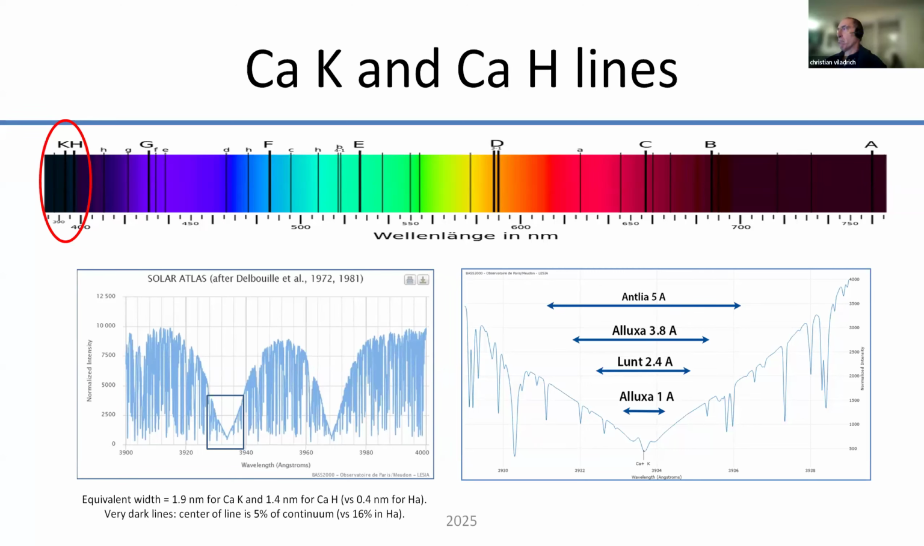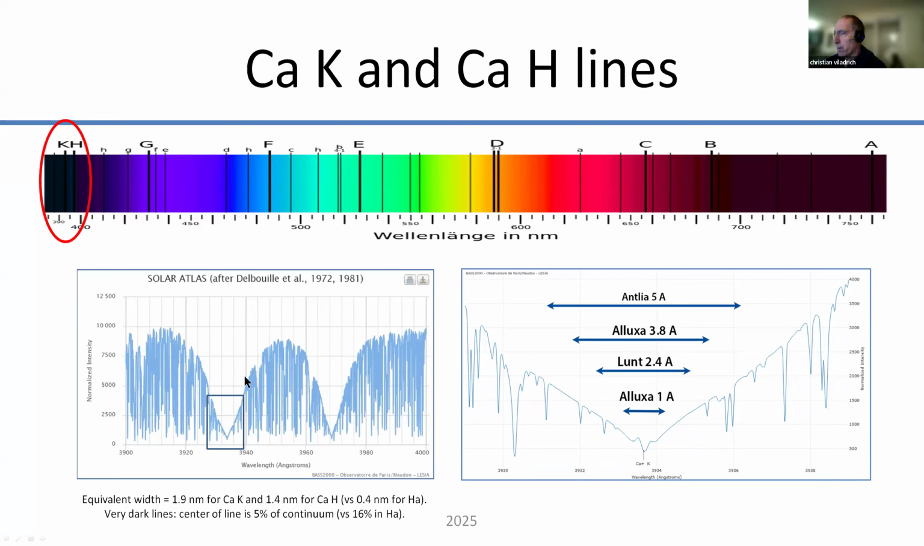What are these two lines, calcium K and calcium H? So we are in the deep blue part of the solar spectrum here, a little bit below 400 nanometers. This is near ultraviolet. This is the spectrum. Here you can see the two lines. These lines are very wide, in fact. For calcium K, it's 1.9 nanometers. Calcium H, it's 1.4, a bit lower, compared to H alpha, which is 0.4 nanometer.